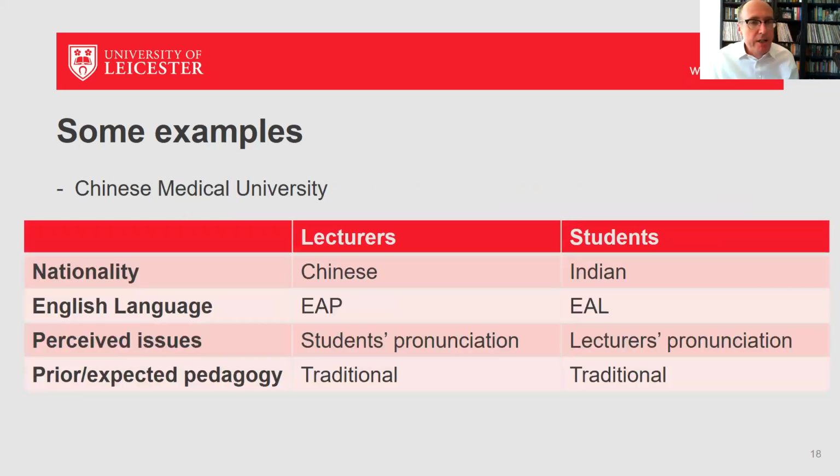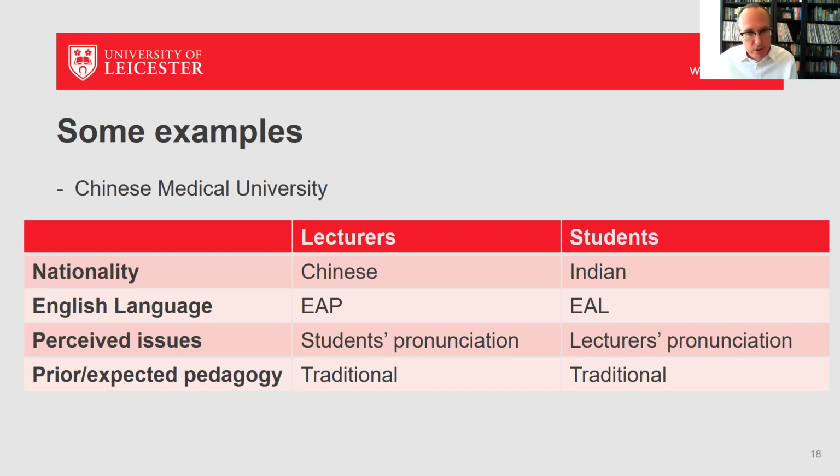A second example is a Chinese medical university. I thought this was a very interesting one to look at because it's quite surprising. Well, it was surprising to me. So here we have a very experienced faculty of lecturers, all of them Chinese, working in the university in some cases for 10, 15, 20 years. Many of them working on the EMI program, which I think had been running for about 10 years. So very experienced lecturers, but still lecturing in a very traditional way.